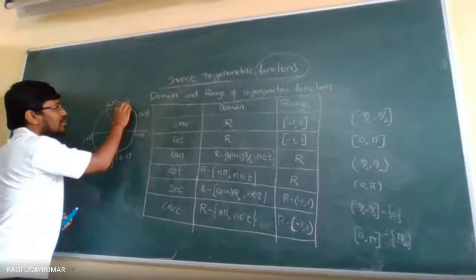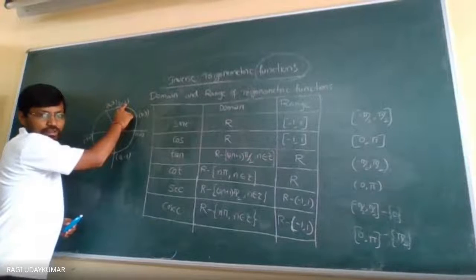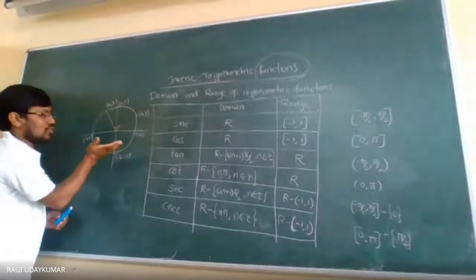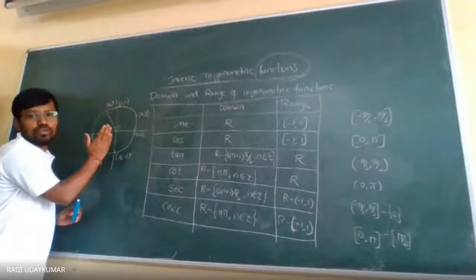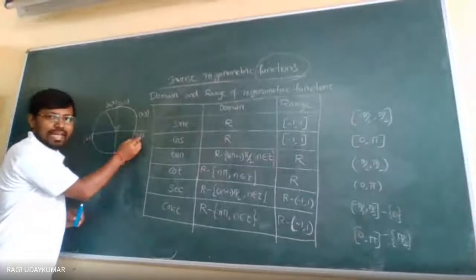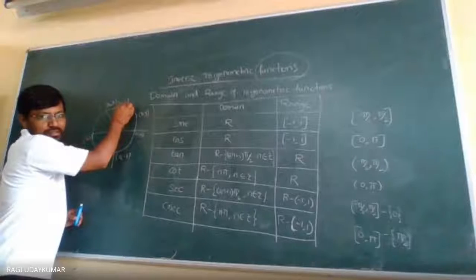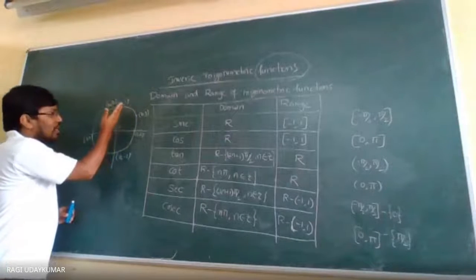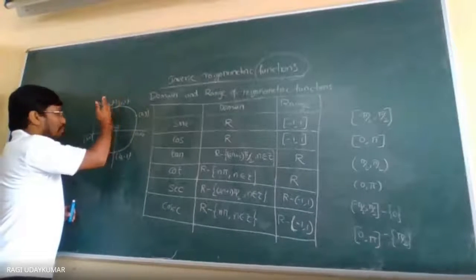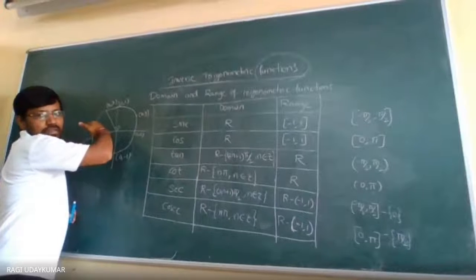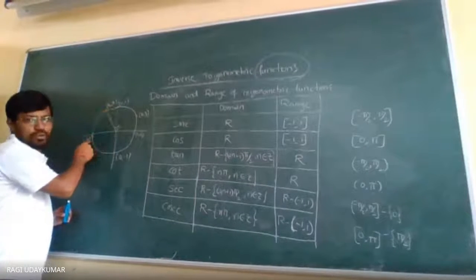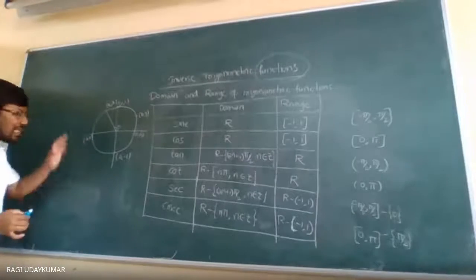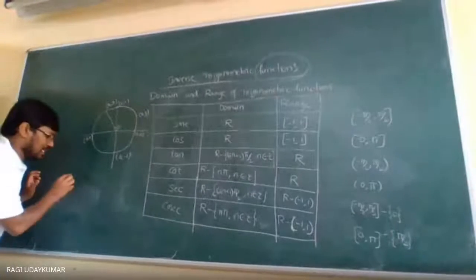So the sine value will be 1 here. When the angle is increasing from 0 to pi by 2, the value of the sine goes from 0 to 1. Then from pi by 2 to pi, the value comes down to 0. So with the help of this, you can draw the sine function in the easiest way.